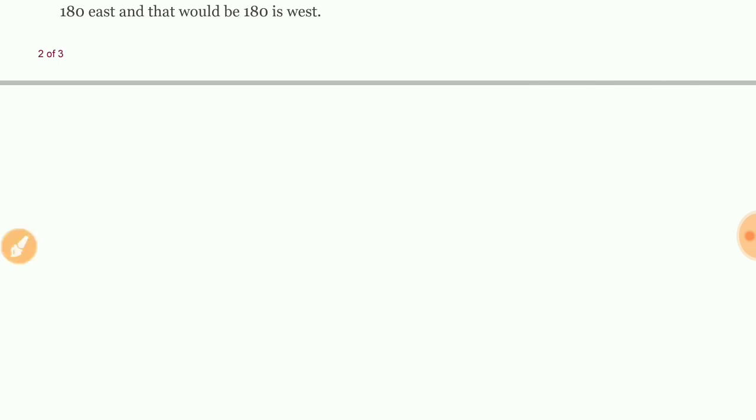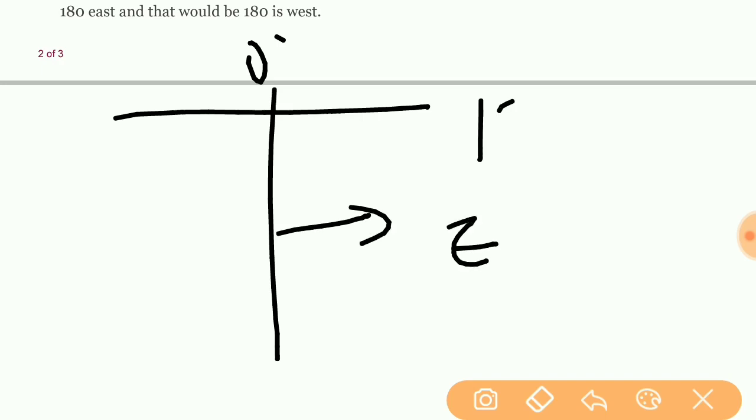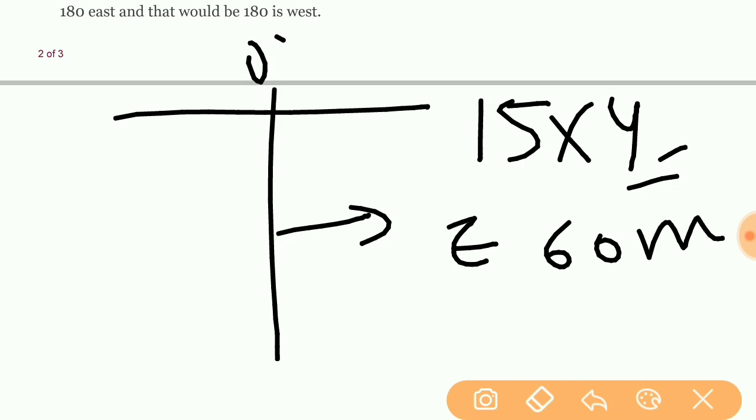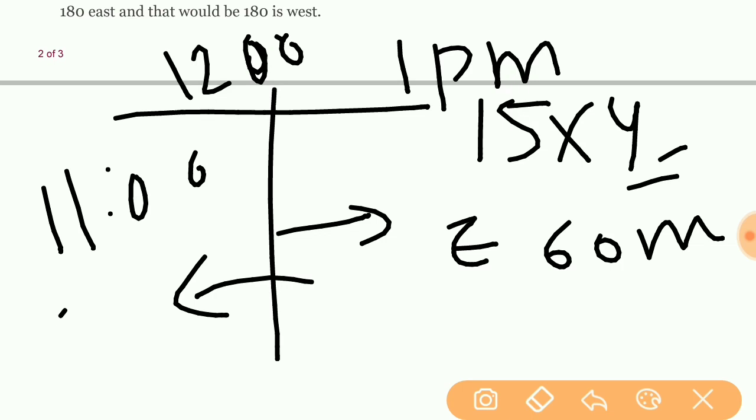Thus, when it is 12 noon at Greenwich, the time at 15 degree east of Greenwich will be 15 into 4, which is equal to 60 minutes. That is 1 hour ahead of Greenwich time, which means here we have 12 o'clock, then we have 1 p.m. But at 15 degree west of Greenwich, time will be behind Greenwich time by 1 hour, which means 11 o'clock or 11 a.m.